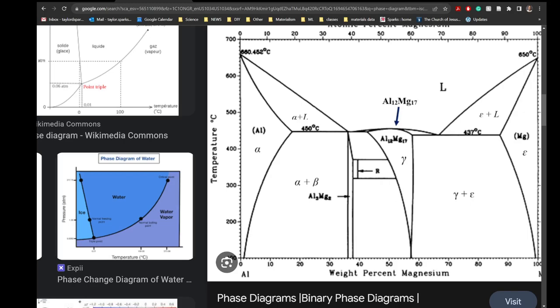Whereas this R compound, whatever that is, is a straight up line compound. There is no temperature at which it has solid solubility. This one has pretty constant solid solubility until it tapers off up here, but it's not very much. It's only a couple percent.